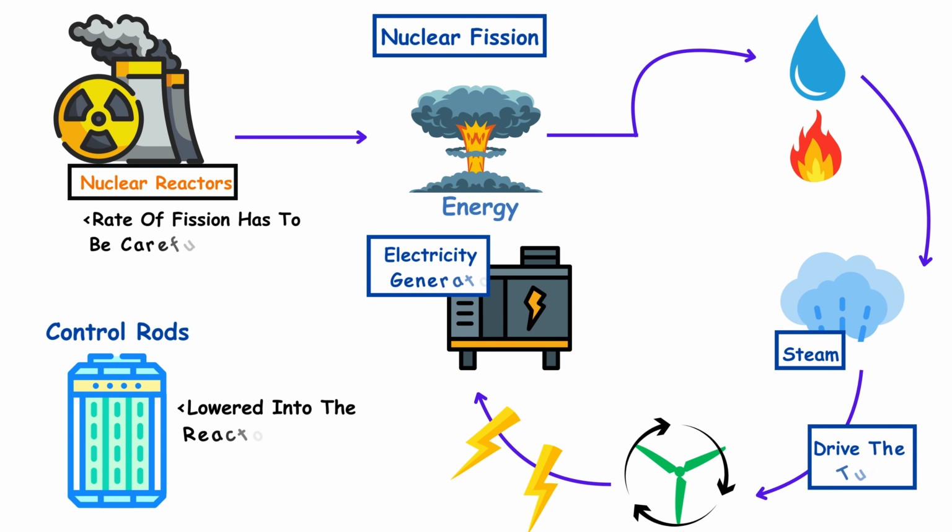However, in nuclear reactors, this process must be tightly controlled to ensure safety and efficiency. The rate of fission is mainly managed using control rods, which can be inserted into or removed from the reactor core to absorb excess neutrons, thereby slowing down or speeding up the reaction as necessary. The energy produced by the controlled fission reaction is used to heat water, turning it into steam, which then drives turbines connected to electrical generators, producing electricity for widespread use.